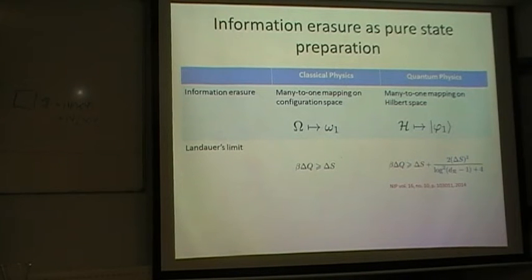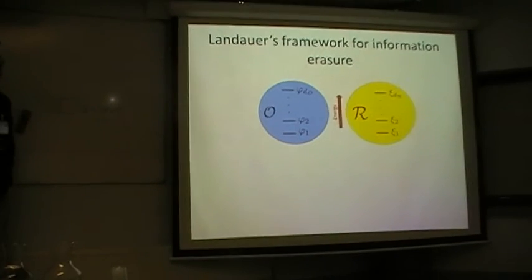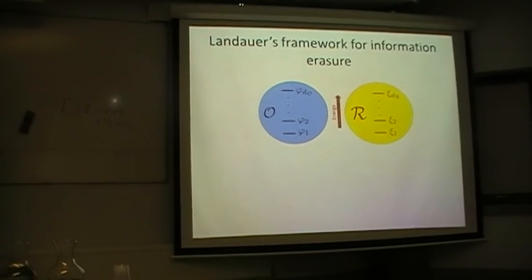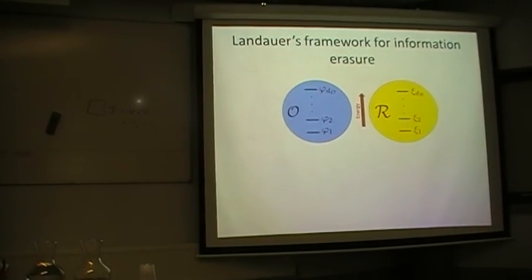Now, here's the framework for information erasure in the quantum context. You have your object of information erasure, the system whose information you wish to erase, called O.